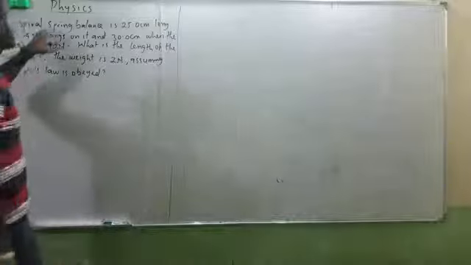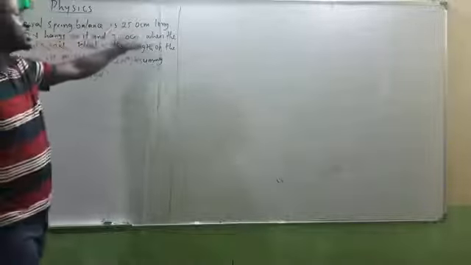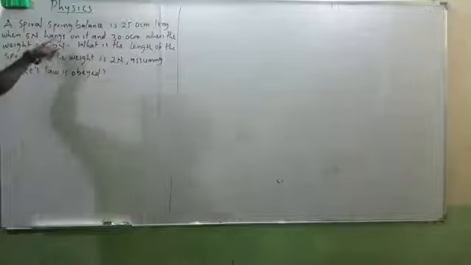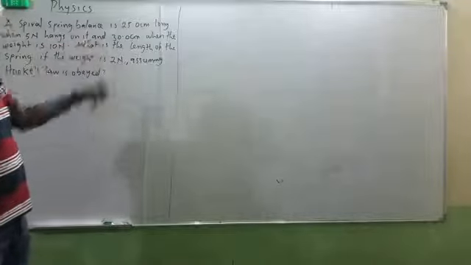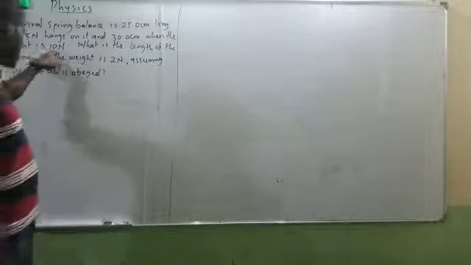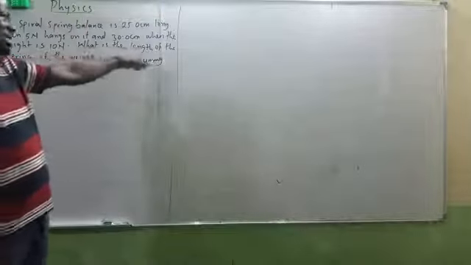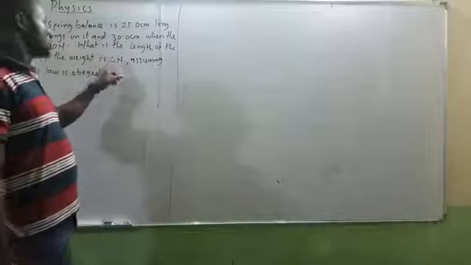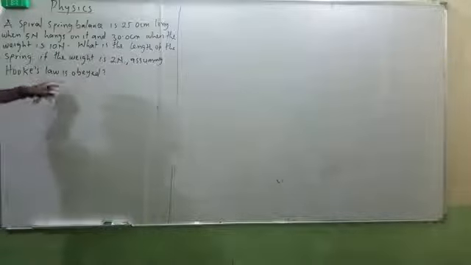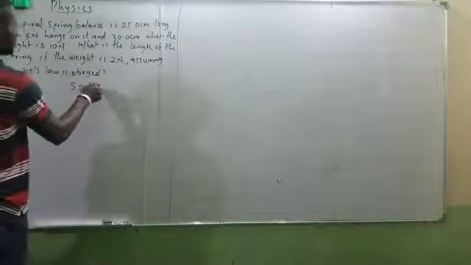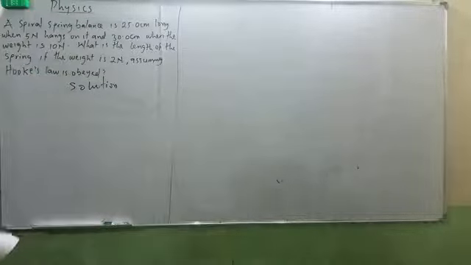A spiral spring balance is 25 centimeter long when 5 Newton hangs on it, and 30 centimeter when the weight is 10 Newton. What is the length of the spring if the weight is 2 Newton? Assume Hooke's law is obeyed. Now, this is a very nice question that you need to understand very well. You need to understand the concept very well.